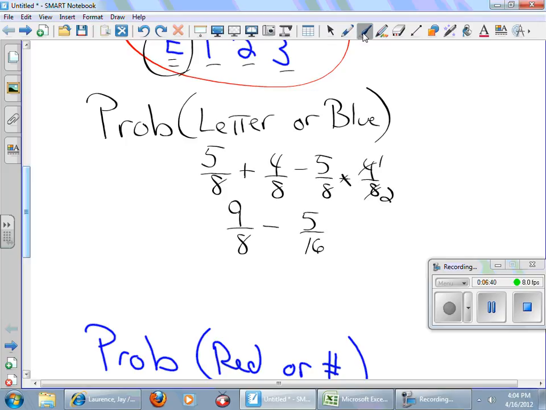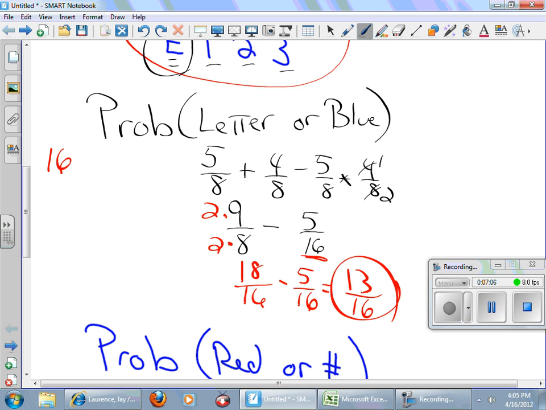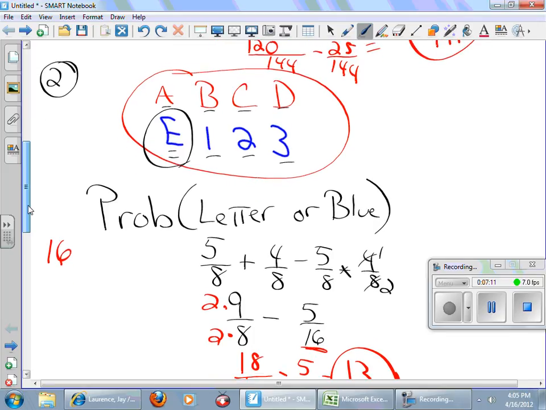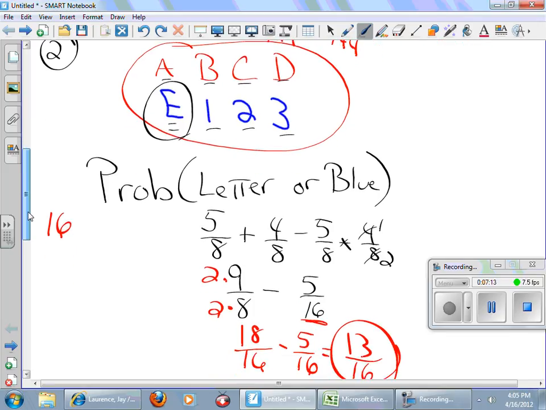All right, Stash, you ready? I'm going to play my game. My game says to count by the larger denominator until I get a number that the smaller denominator goes into. Ready? Get ready to yell at the screen, Stash. 16. Stop! Okay, 8 goes into 16 2 times. I'll multiply by 2 there, and I'm going to get 18/16 minus 5/16, which will end up equaling 13/16. And that's the probability of reaching in one time, grabbing a letter, or grabbing a blue.